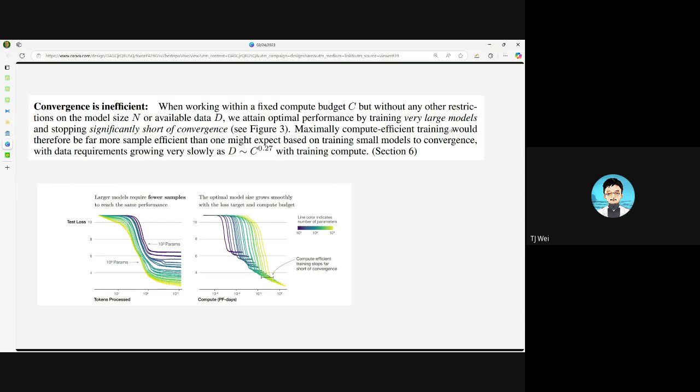Also, it gives another ratio between D and the computation C. D is the data size, and the available data should have a ratio to C of roughly 0.27. This is their formula, the perfect ratio for the model size, the data size, and the computational power to get the best result.